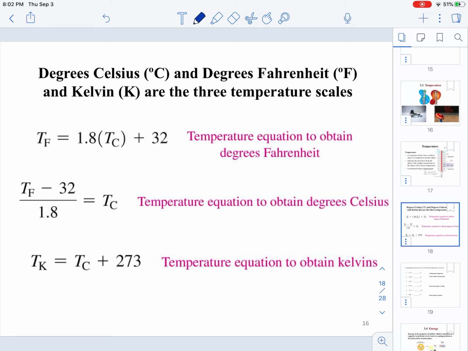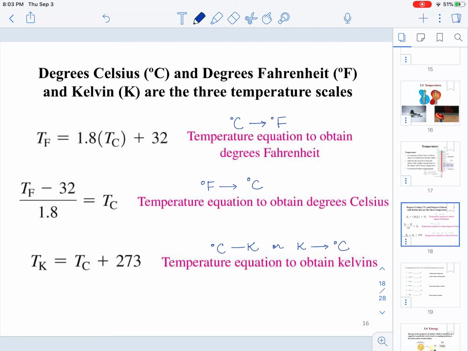So the first equation that we have here is where we are going to convert degrees Celsius to degrees Fahrenheit. The second equation is where we convert degrees Fahrenheit to degrees Celsius. The last equation, we can utilize it to convert degrees Celsius to Kelvin or Kelvin to Celsius.